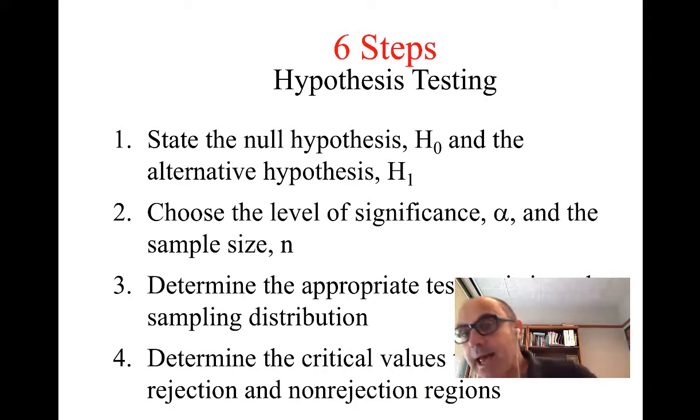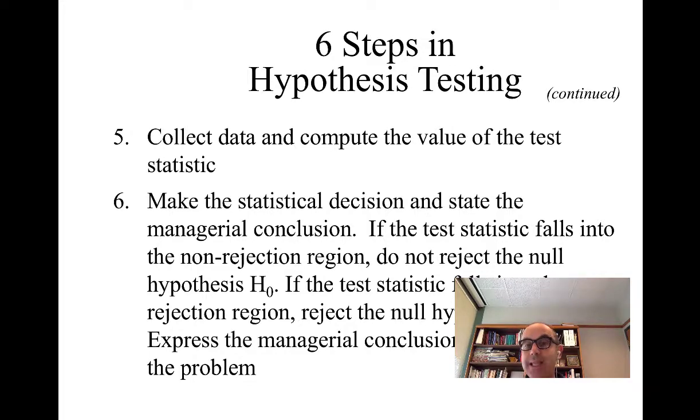So there are 6 steps, and I want you to have very clear steps on it. First, state the null hypothesis and state the alternative. Choose the level of significance and the sample size. Determine the appropriate test and the sampling distribution. Step number 4 is determine the critical value that divides the rejection and non-rejection regions. Collect the data, compute the value of the test statistic, and make the statistical decision.